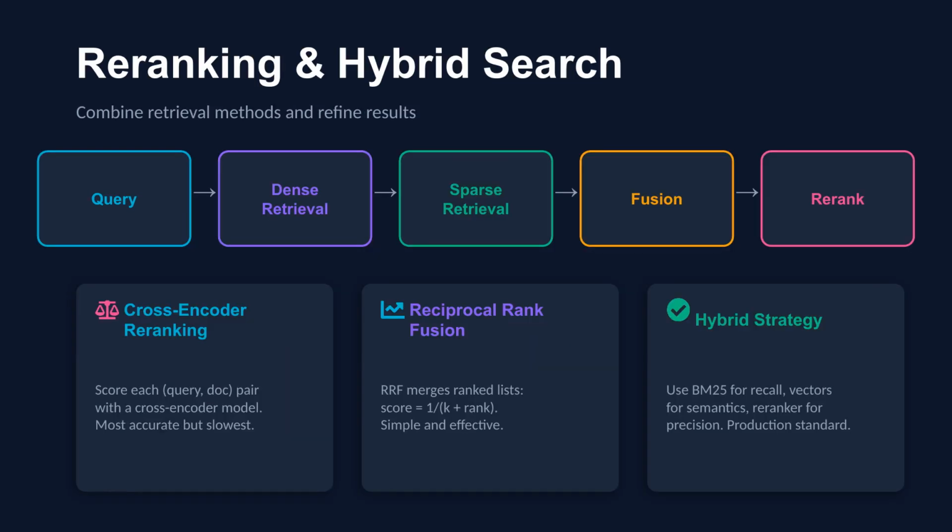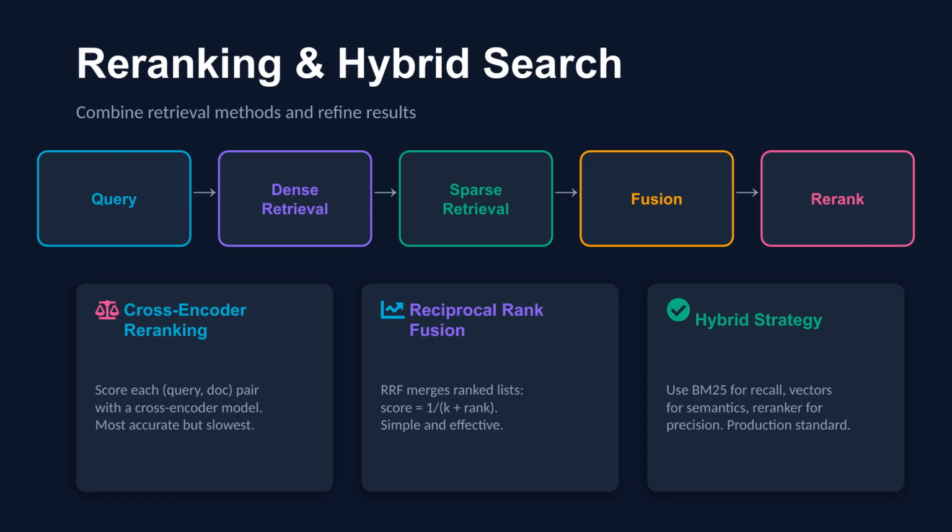Reranking is the secret weapon. First, cast a wide net with retrieval. Get maybe 50 candidates, then use a cross-encoder to score each query document pair. Cross-encoders are more accurate than bi-encoders but slower. That's why you use them on a small candidate set.